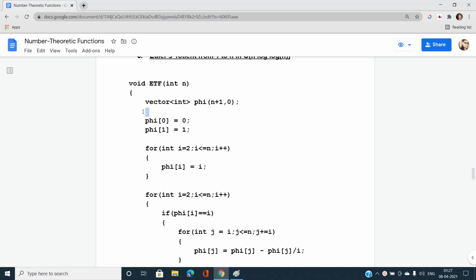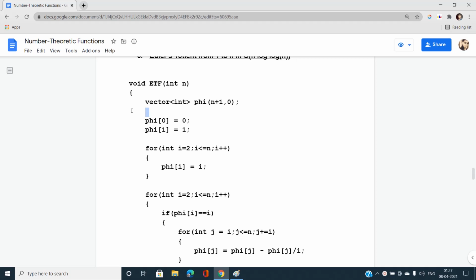You can iterate from 1 to n, and for every number i in the range 1 to 12, find the ETF value in O of square root of n time. Then the time complexity will be O of n times square root of n, and in case n varies up to 10 power 6, this will give us a TLE verdict. So we need to find an efficient solution to that.